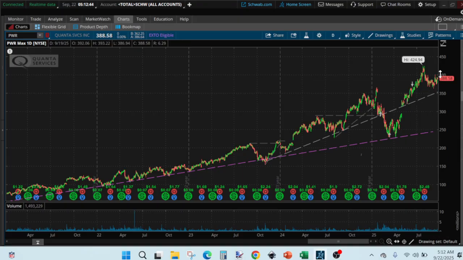But from here, it could continue to go up again because it touched base with the support line at some point here and went up and started making new highs here. So chances are it is still on its way up. It's not done climbing the mountain yet, to start pulling back.